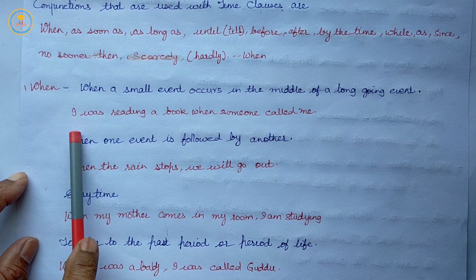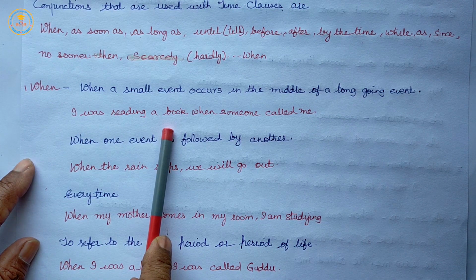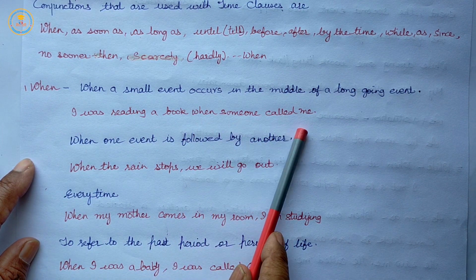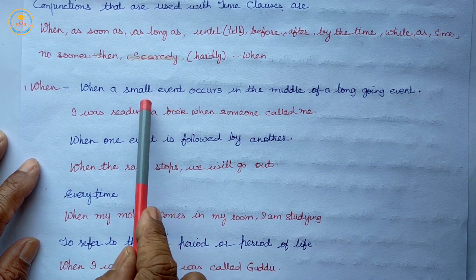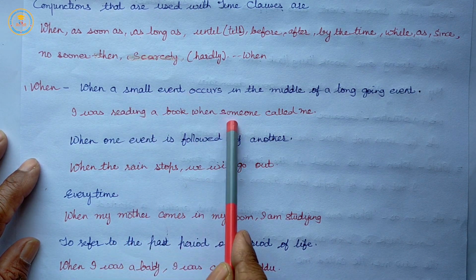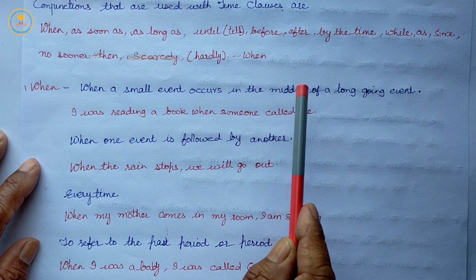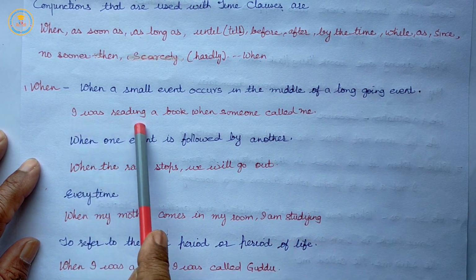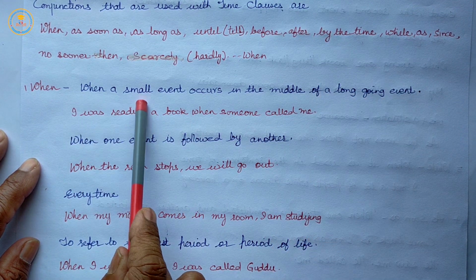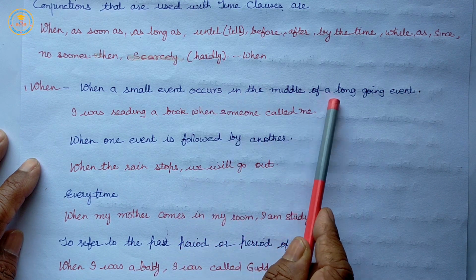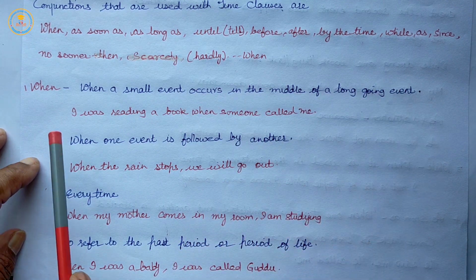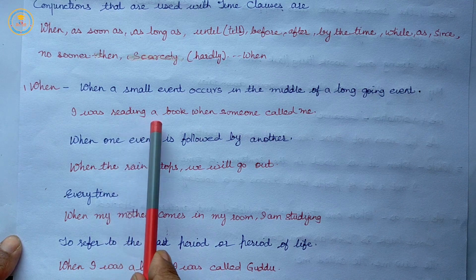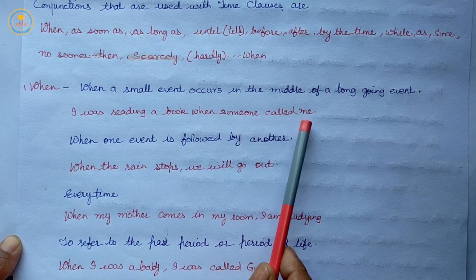Example: I was reading a book when someone called me. A small event: someone called me. In the middle of the long-going event: I was reading a book. So, when a small event occurs in the middle of a long-going event, we use when. I was reading a book when someone called me.